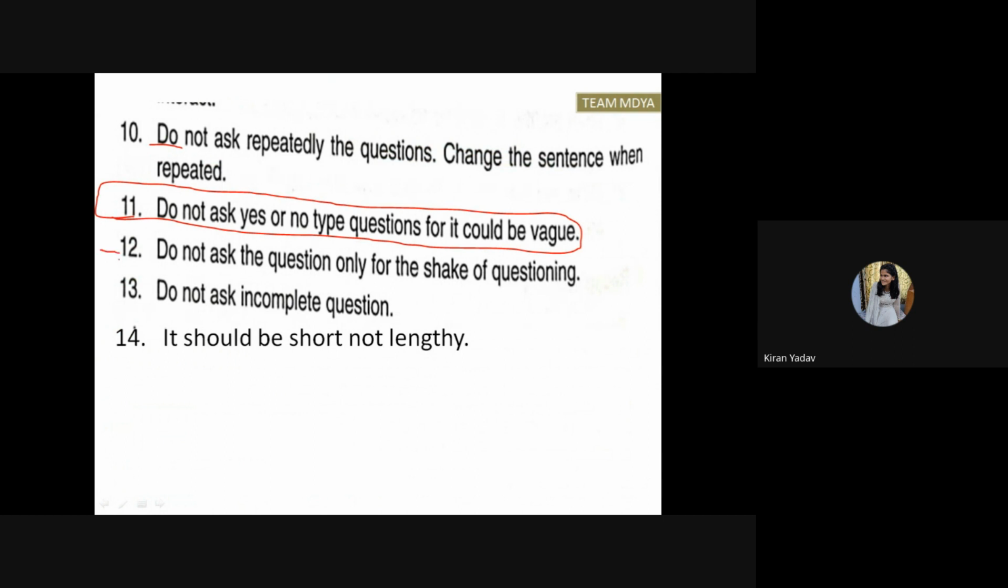Twelfth, do not ask the question only for the sake of asking. There should be an objective behind asking questions.